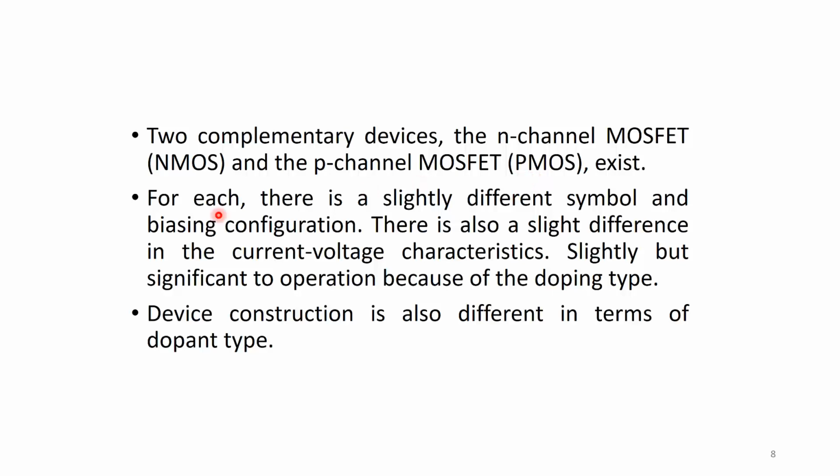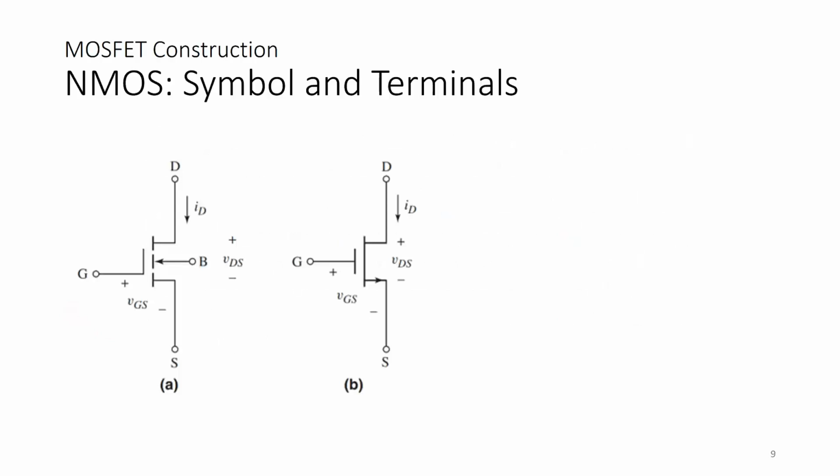Okay. For each, there is a slightly different symbol and biasing configuration. There is also a slight difference in the current voltage characteristics. It's slight, but it is significant to operation because of the doping type. It's just like you have NPN and PNP, but in this case you have NMOS and PMOS. The device construction is also different in terms of dopant type. So these are the symbols that we are looking at.